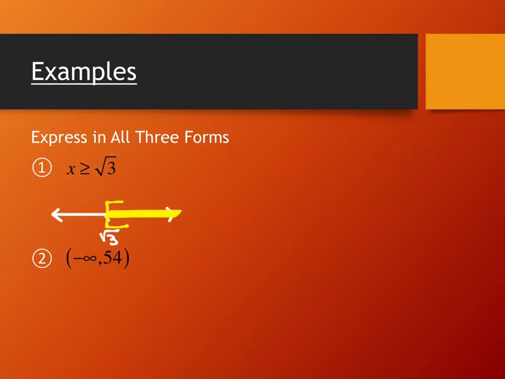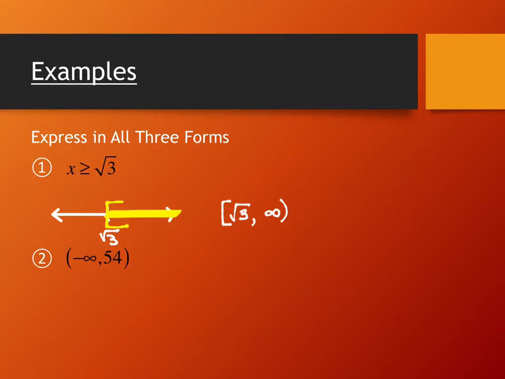Reading the graph from left to right, I encounter a bracket. The value at the bracket is square root of 3, and I put a comma. I continue on indefinitely to the right, which means, what do I write next? Infinity is it. And then always with my infinities or negative infinities, I put parentheses to end them. All good? Okay, let's try another one.